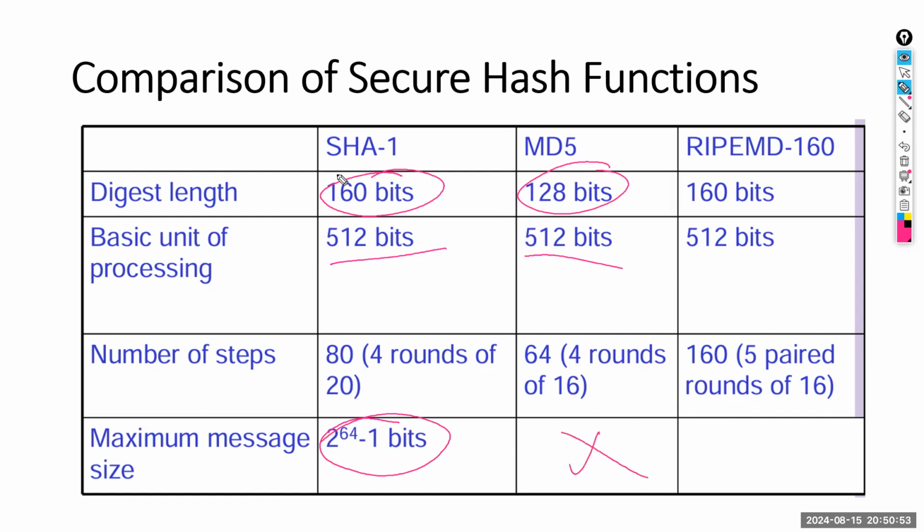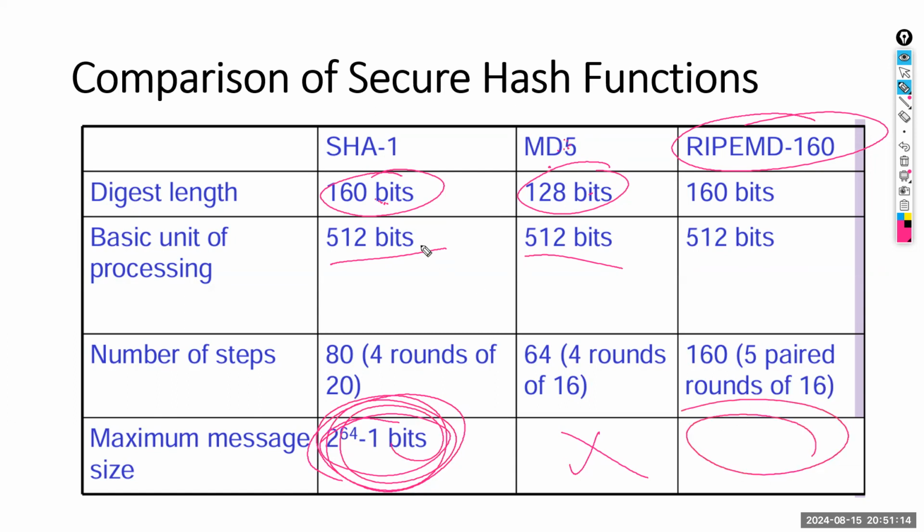But remember, SHA is better than MD5. And RIPEMD is pretty much like SHA. But remember, SHA has a limitation. There's a maximum message size. So that limitation is not there in RIPEMD. So in order to get rid of that maximum message size limitation, they have developed something very similar to SHA, but with no maximum limitation. That is why 160, 512, but no maximum size. So that limitation is eliminated in RIPEMD-160.